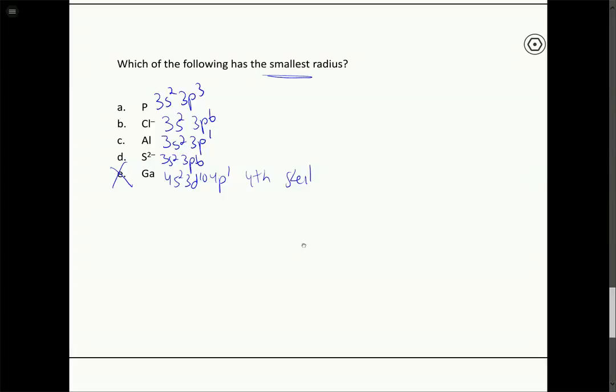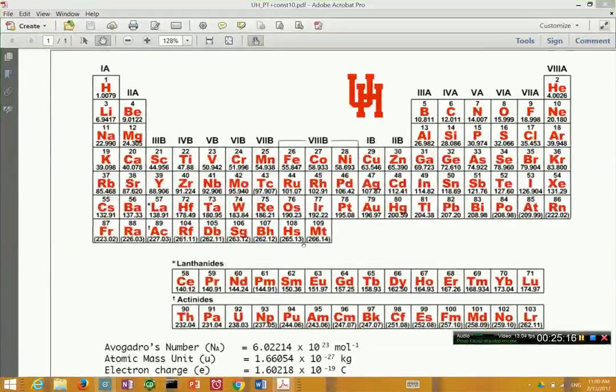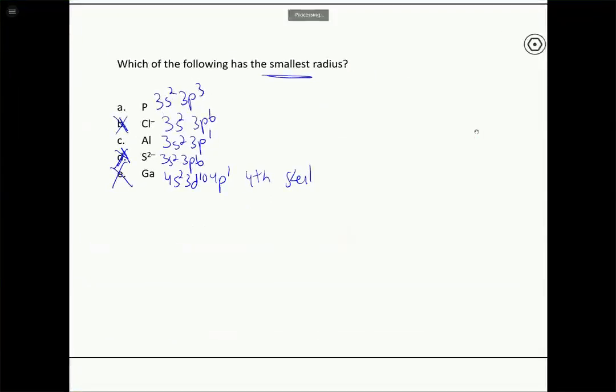So we can eliminate the anions. Whenever you're comparing species from the same row of the periodic table, if some of them are anions, the anions are always going to be way larger. So now we're just looking at the two neutral atoms and picking the smallest. So aluminum is here, phosphorus is to the right of aluminum. Because they're both neutral atoms, we can use the periodic trend. Phosphorus is to the right, phosphorus is going to be smaller, so that's going to be our correct answer.